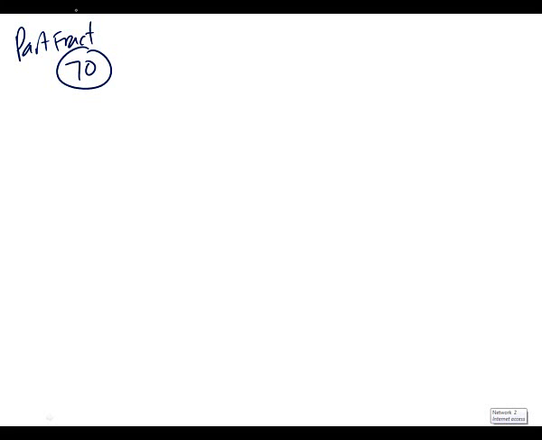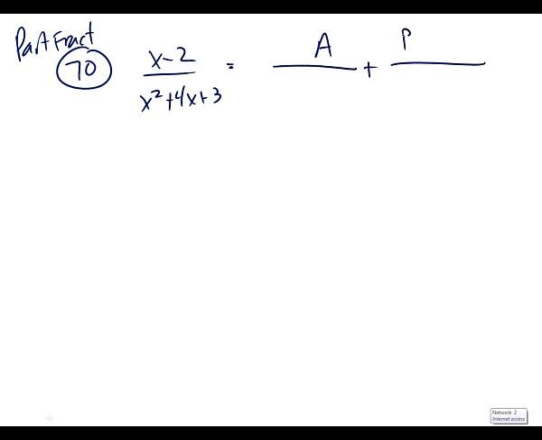Yeah, it was that little page. What was number 70? Number 70? 2 over x squared plus 4x plus 3. That one? Okay, so let's do this. Here we go. We need to factor the denominator. So what does the denominator factor into?